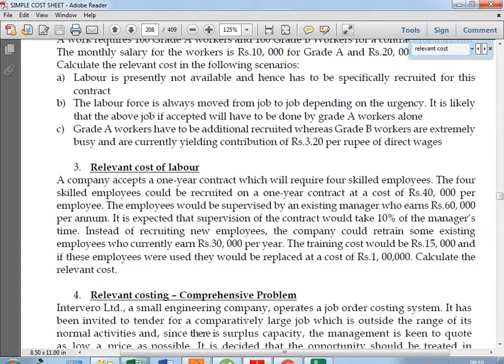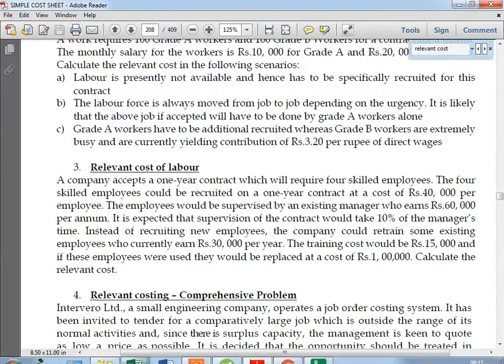Full stop. This is an incremental cost and hence relevant. Clear? Any doubts on this? Done. Next point.